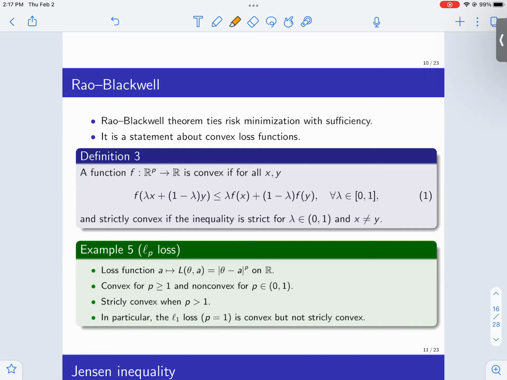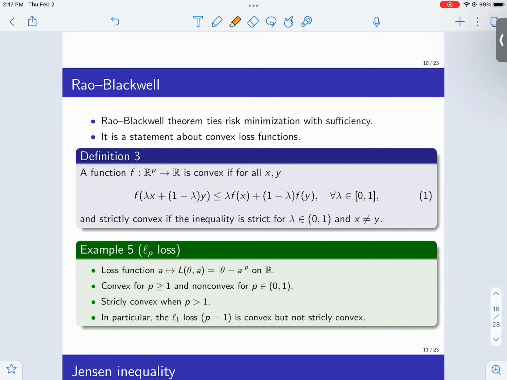But this is a nice result because ultimately, since we started from the decision theoretic framework, we care about the risk. So can sufficiency tell us something about the risk? In order to state this result, the Rao-Blackwell theorem, you need to understand convexity. It's something about convex loss functions.